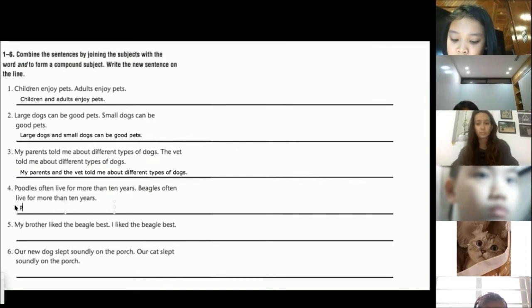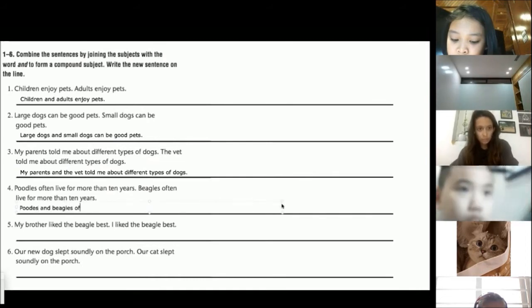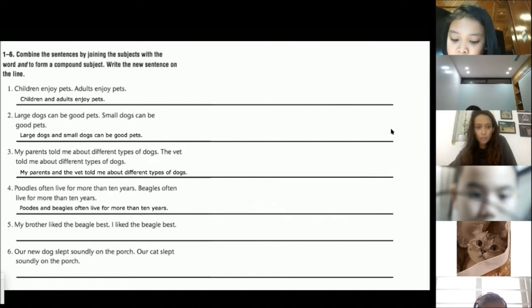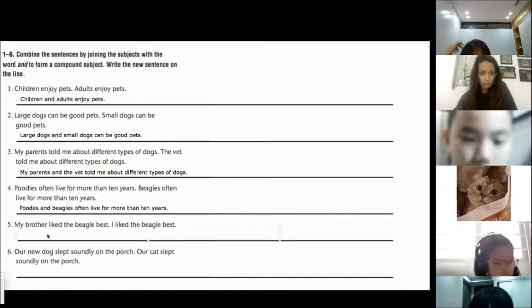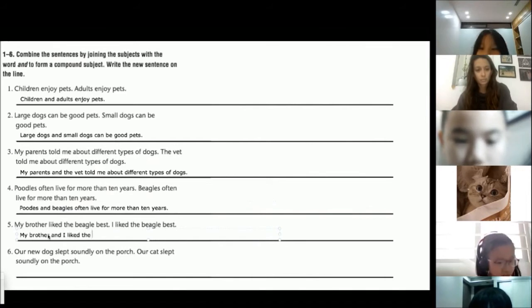Beagles often live for more than 10 years. Okay, good job. Not Ming, number 5, please. My brother liked the beagle best. I liked the beagle best. My brother and I liked the beagle best.